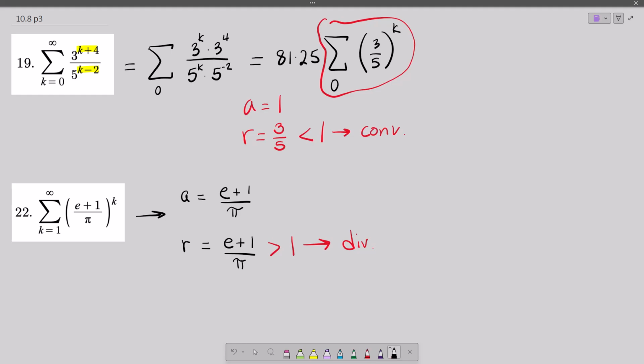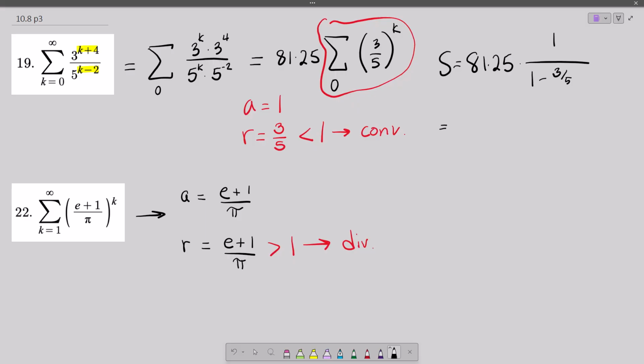So the sum of the series is going to be a over 1 minus r, but then we also have this 81 times 25 out in front. So our total sum is going to have that amount out in front multiplied by a over 1 minus the common ratio. That is going to be the total sum here.